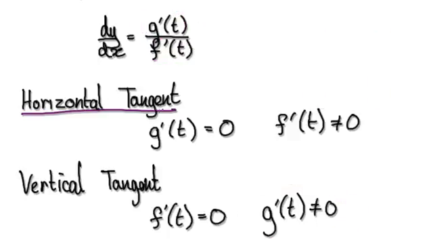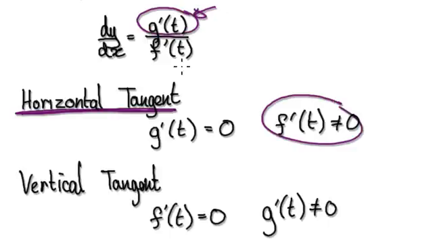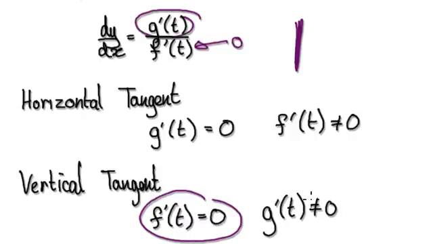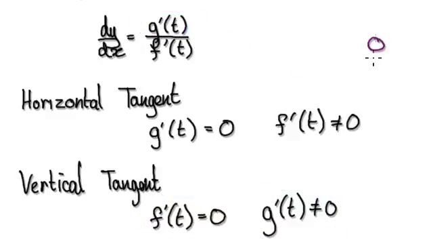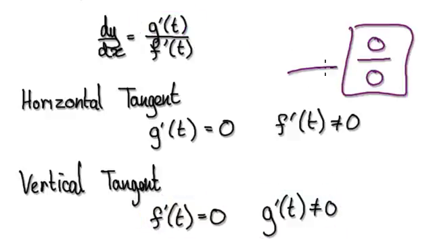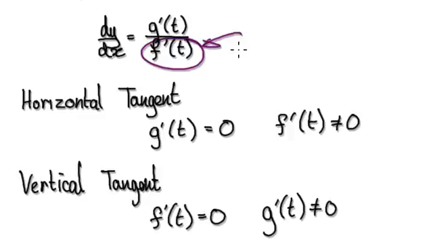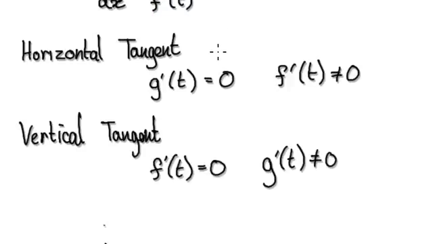Okay, so a horizontal tangent will exist when this thing here is 0. Just make sure that this thing here is not 0. And then if you have a vertical tangent, then this thing here will be 0, and this thing here, just make sure it's not 0. In the case of 0 over 0, we're going to leave this for another time. So for the time being, a horizontal tangent exists when this thing here is 0, and a vertical tangent exists when this thing here is 0. We will make use of this in the next video.